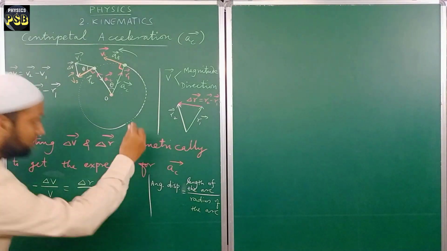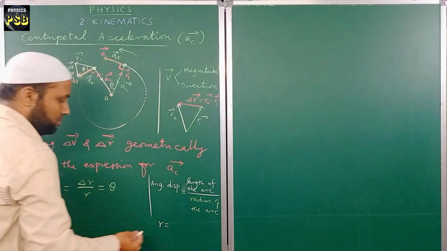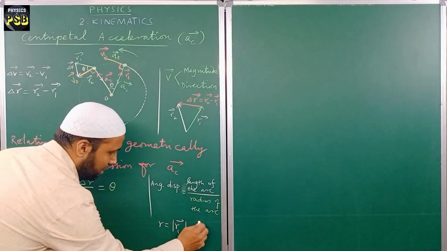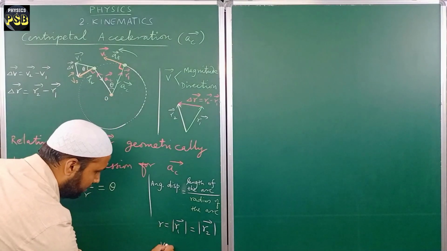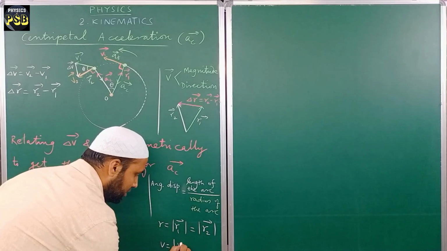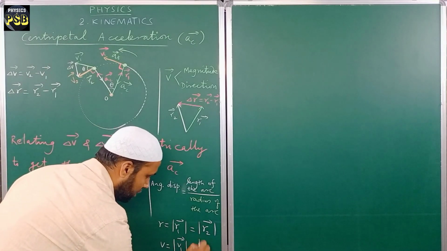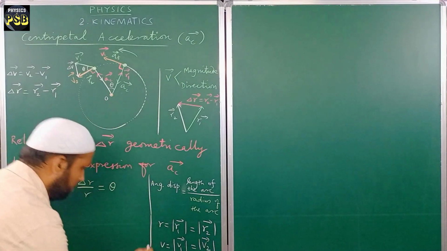Actually, r is the modulus of the r1 vector, which is also equal to the modulus of the r2 vector. In a similar way, v is the modulus, modulus means magnitude, of the v1 vector, which is also equal to the modulus of the v2 vector. Remember, keep this in your mind.